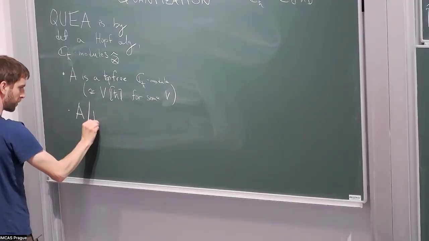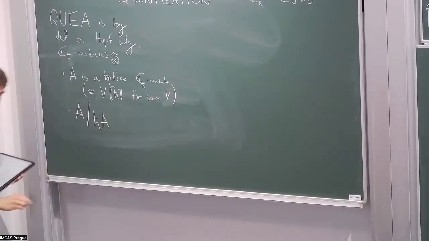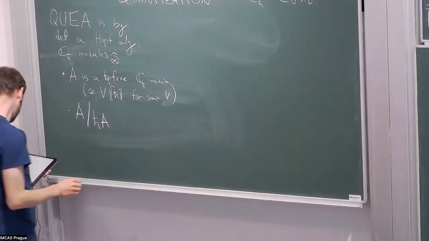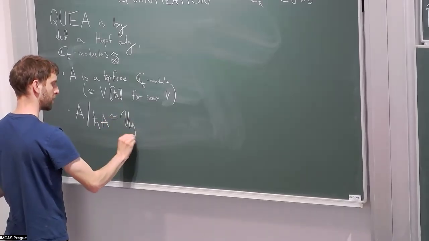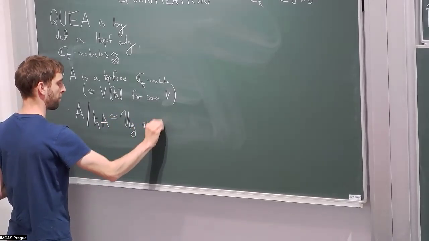And if you take such a quotient, this is isomorphic to UG as a Hopf algebra.